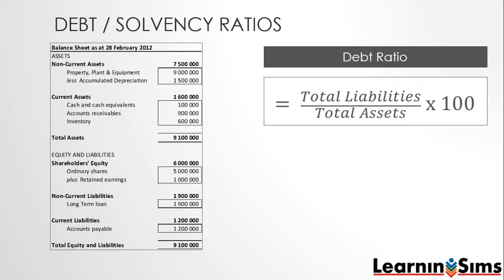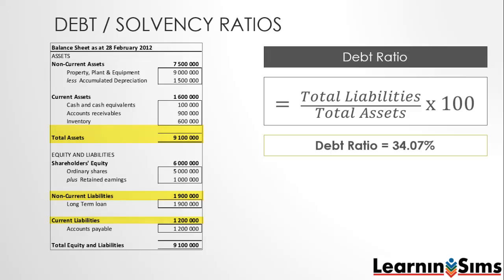It is calculated by taking total liabilities, in our example, 1.9 non-current liabilities plus 1.2 current liabilities, and dividing them by the total assets of 9.1 million. We get a debt ratio of 34%. This indicates that 34% of our assets are financed by debt. The greater this ratio, the greater the degree of indebtedness, and the more financial leverage the company has.